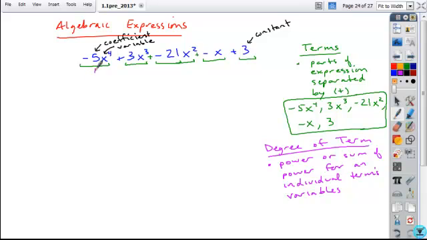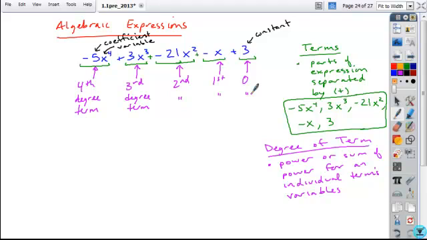So when we look at this first term, what is the power or sum of powers of its variables? 4. So this is a fourth degree term. Okay, what about this one? The highest power is 3, so it's a third degree term. And so on. Here's a 2, so second degree. Here's an unwritten 1, so it's a first degree term. And a constant is a 0 degree term. Okay.